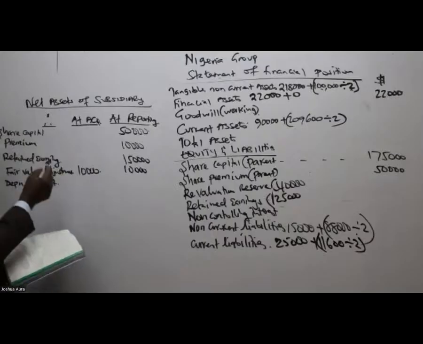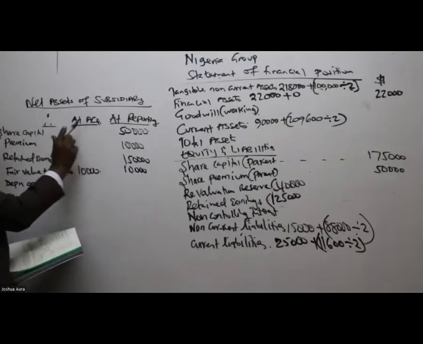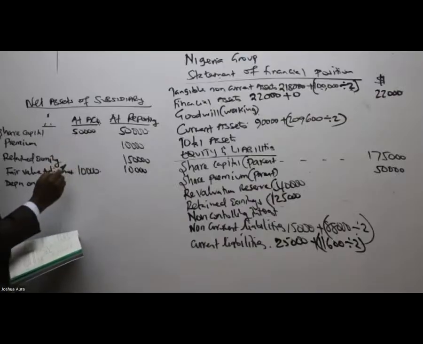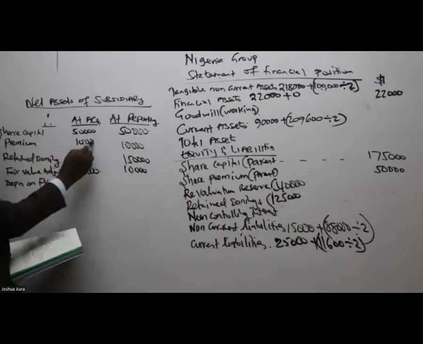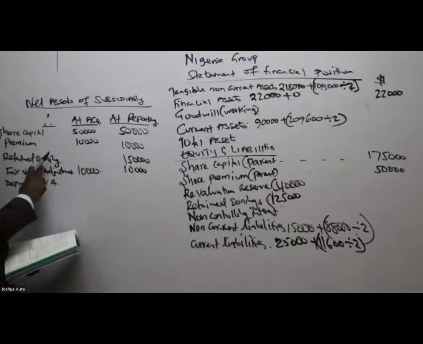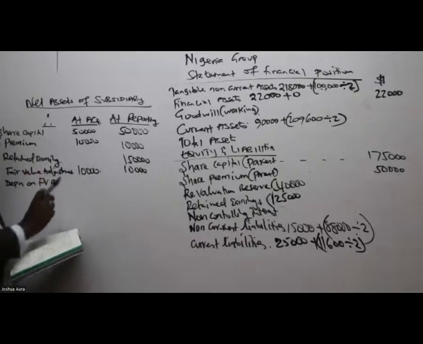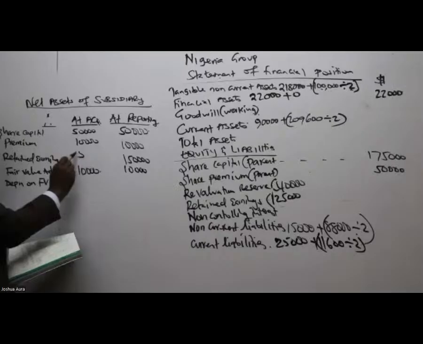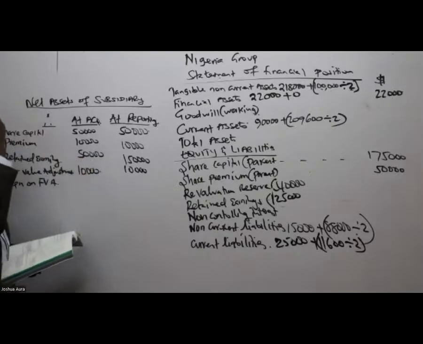The same case with share capital. Share capital at reporting and share capital at acquisition must always be the same, 50,000. Same case with the premium. This has to be 10,000. What is different always is the retained earnings. Retained earnings is normally different. If you read note number 1 very well, they told us Nigeria acquired 40,000 shares in Lagos on the first day of the accounting period for DN 400,000, when the retained earnings were DN 50,000. Retained earnings at acquisition were 50,000.